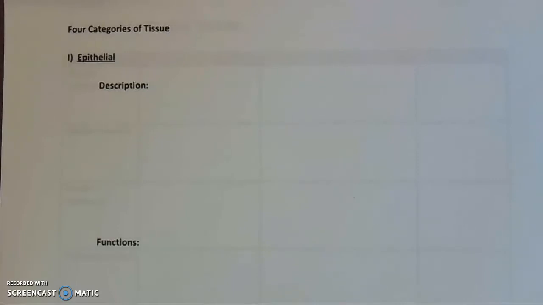So in this video, we're going to look at the first of 4 categories of tissue. And this first category that we're going to look at is epithelial. So what scientists have done is taken all of the different tissues that are found in a human body and categorized them based on their structure and function. So our first one is one of the larger of the categories, and that is epithelial tissue.